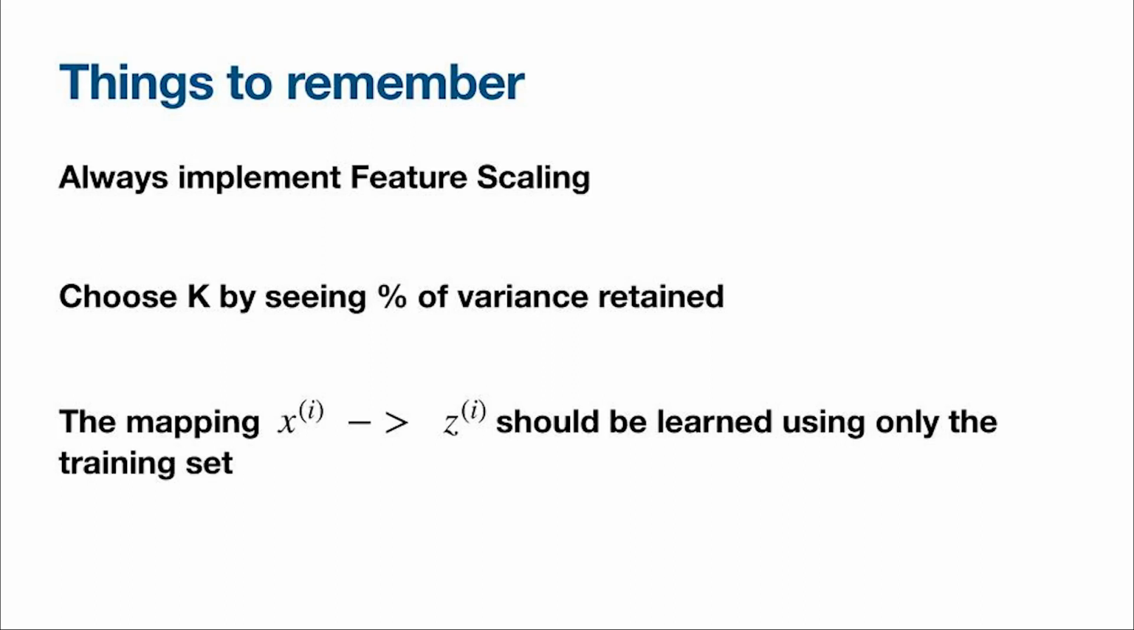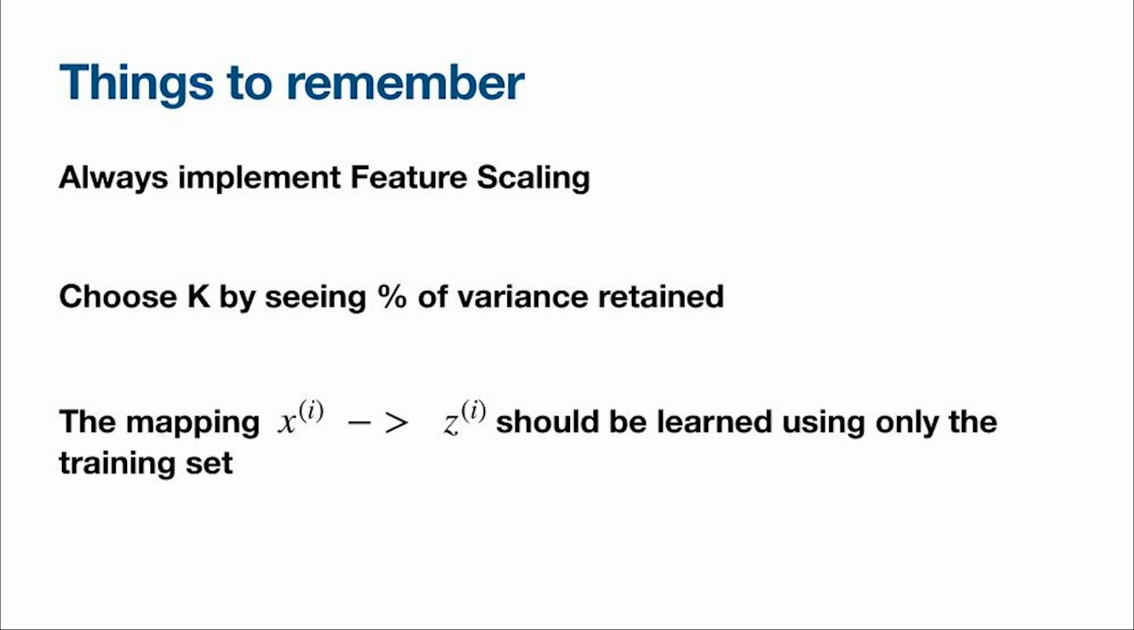The other thing is that when you are trying to choose the number of components, that is k, you should not just go with your gut. You should decide the amount of variance you want to retain and then get the value of k, and then use that value of k.